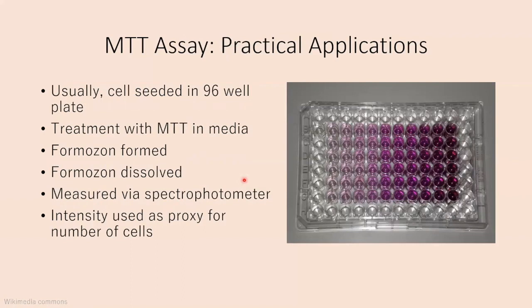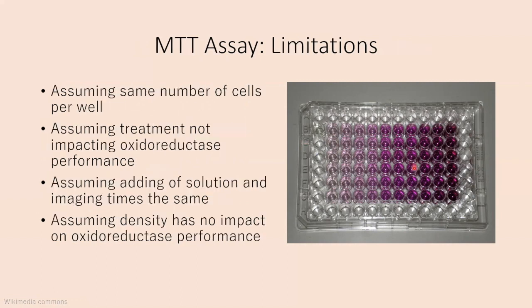Very typically, people seed their cells in a 96 well plate. They have their control, their treatment group. They incubate the cells with the MTT reagent, add DMSO, dissolve, and measure the color via spectrophotometer like you see here. However, this MTT assay has a number of limitations.